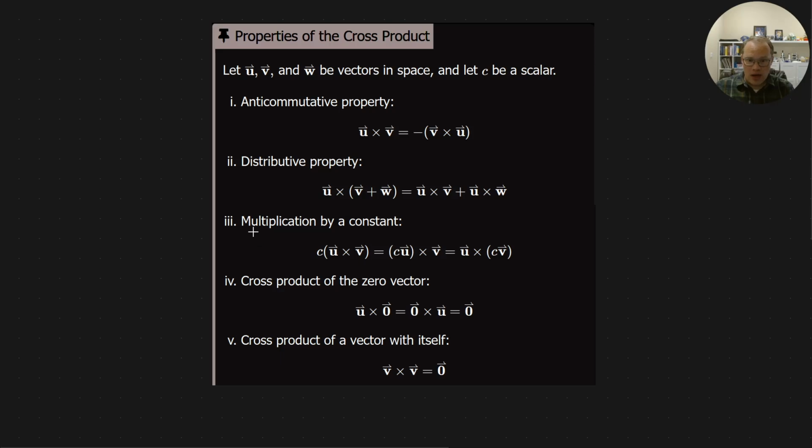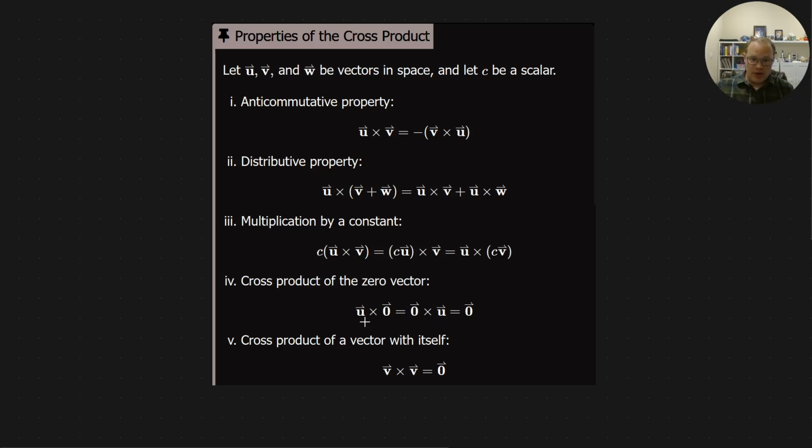We also have associativity with scalar multiplication. Okay? Just like with the dot product, if I multiply by a scalar multiple, I can do the cross product first and then multiply by the scalar multiple, or I can multiply by the scalar multiple first, and it doesn't matter if I scalar multiply the U, or scalar multiply the V. Okay? Doesn't matter what order I do things in or where I put that scalar multiple.